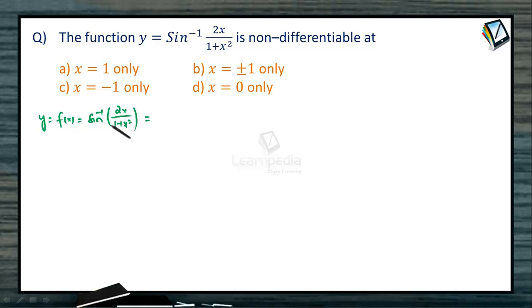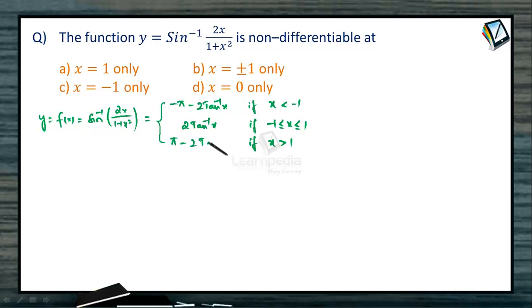By definitions of inverse trigonometric properties, it would be minus pi minus 2 tan inverse x if the value of x happens to be less than minus 1, and when the value of x is between minus 1 and plus 1, then this is simply 2 tan inverse x, and when x is more than 1, this function would become pi minus 2 tan inverse x, right?